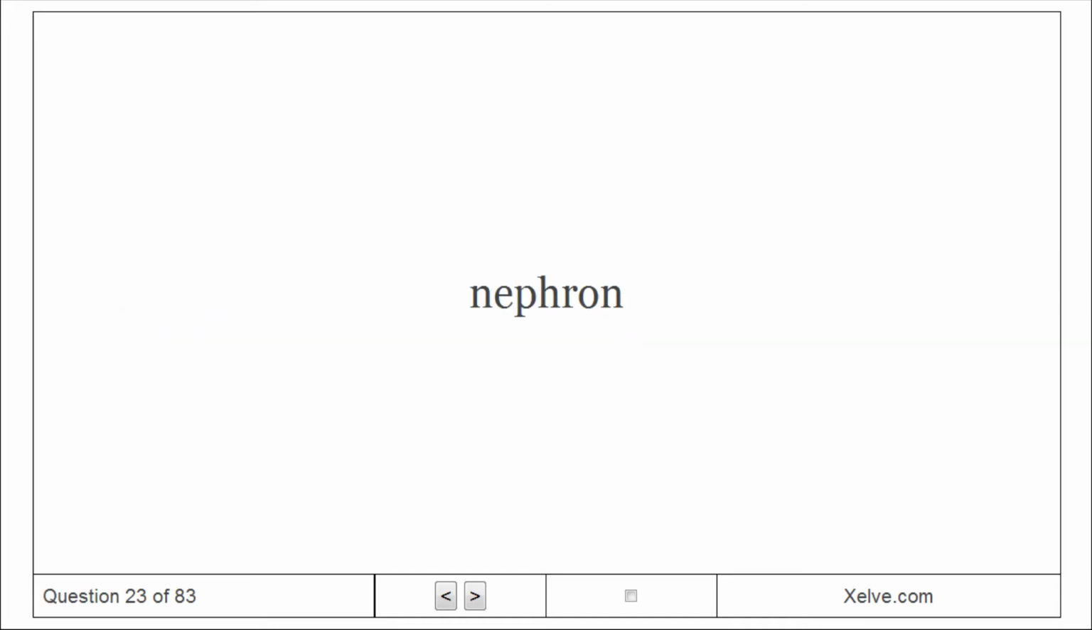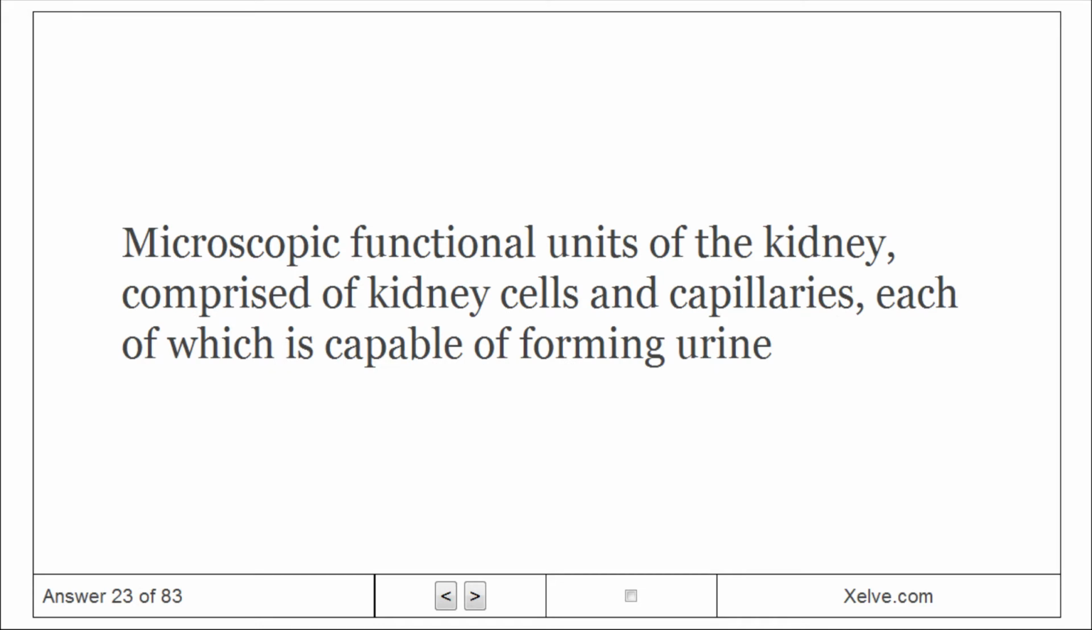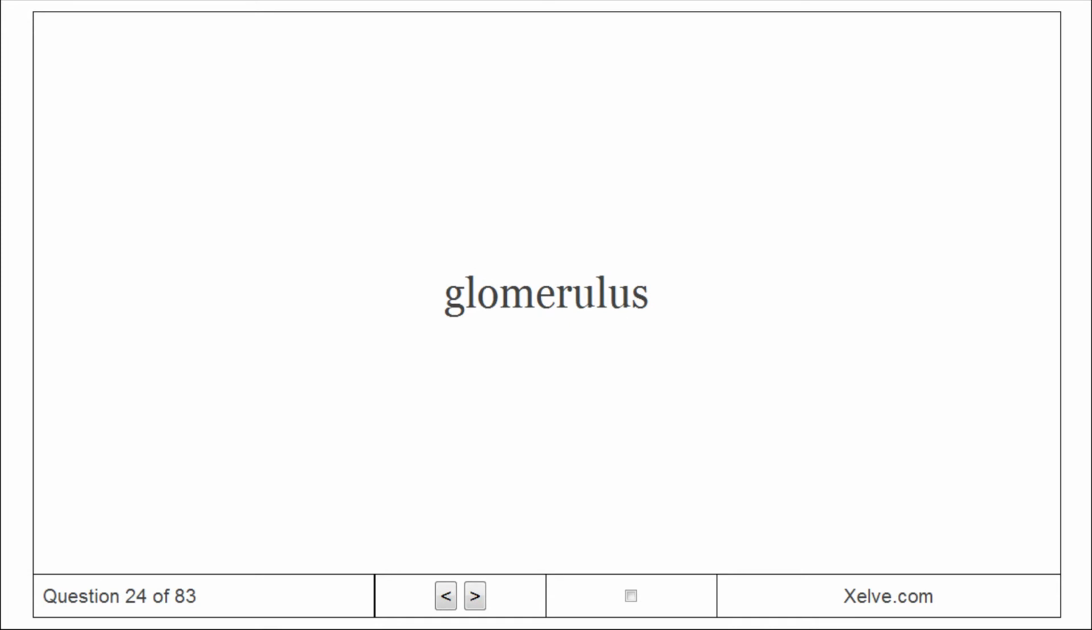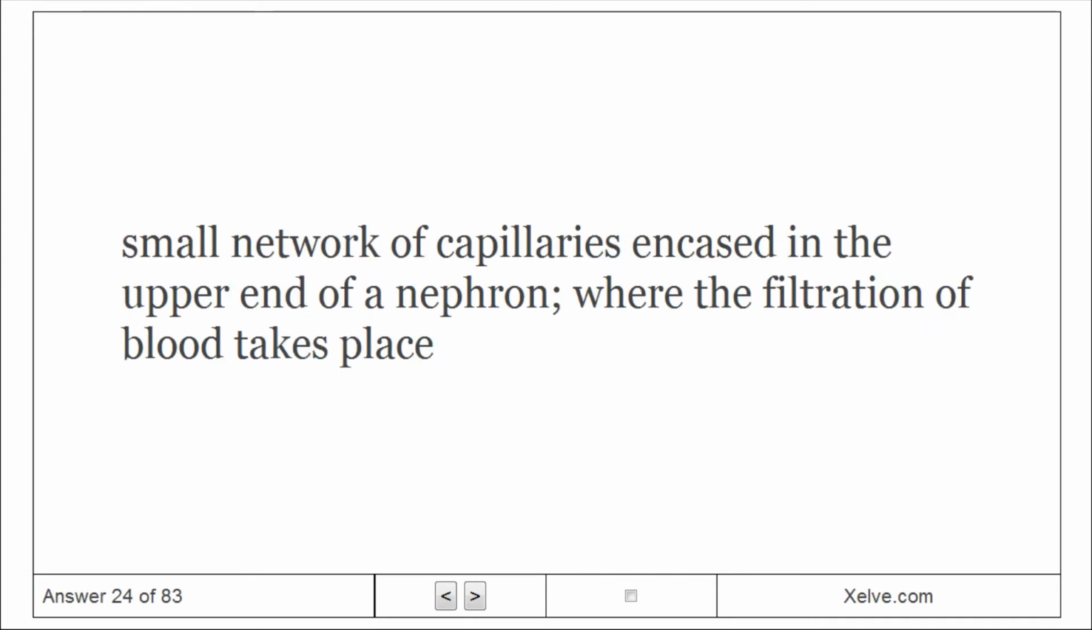Nephron. Microscopic functional units of the kidney, comprised of kidney cells and capillaries, each of which is capable of forming urine. Glomerulus. Small network of capillaries encased in the upper end of a nephron, where the filtration of blood takes place.